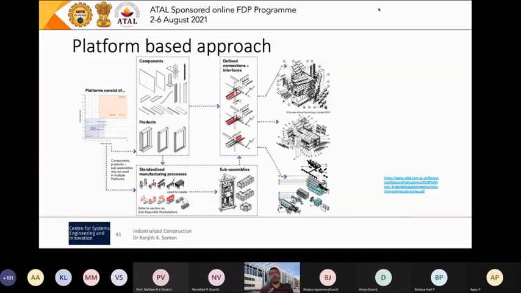Similarly, we are going a little bit further. Can we do a whole bathroom together? Can we do a kitchen together? Can we do a bedroom together? All those things. So we will have a platform, which is the idea about components, connections, processes, and sub-assemblies coming together, and it comes on to a building product.